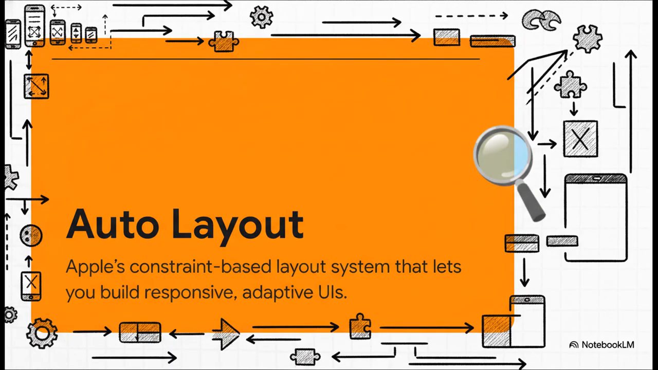Well, the answer in two words is auto layout. This is Apple's secret sauce. It's a system that lets developers build these incredibly flexible, adaptive UIs. The big idea here is that instead of telling a button, hey, you live at this exact pixel on the screen, you tell it something more like, hey, you should always be in the center no matter what. It's about relationships, not fixed addresses.